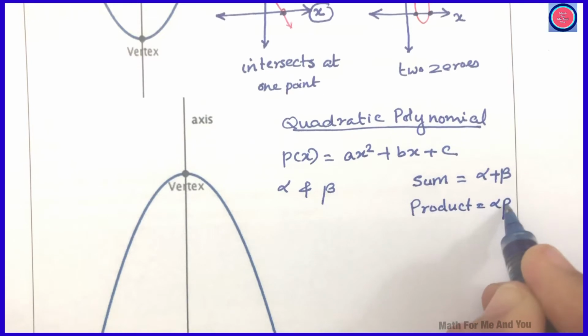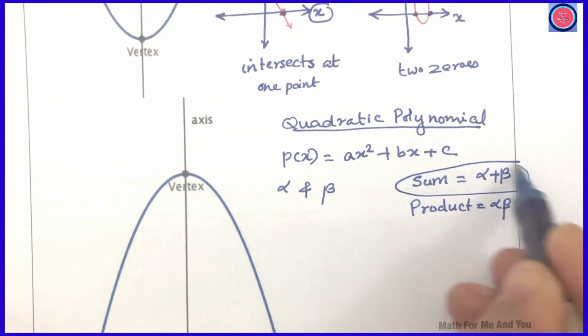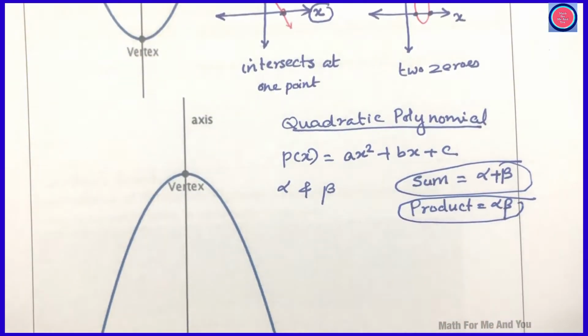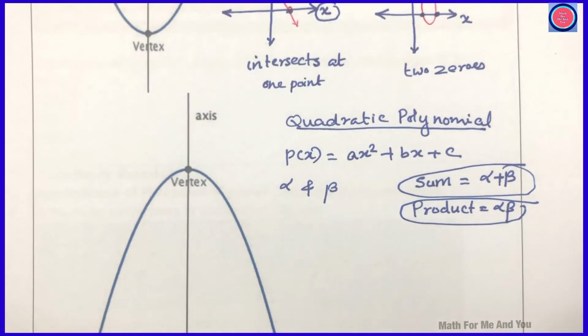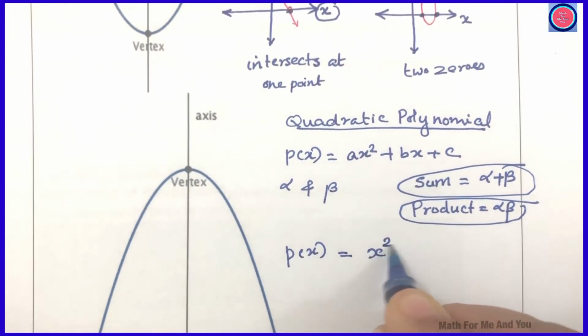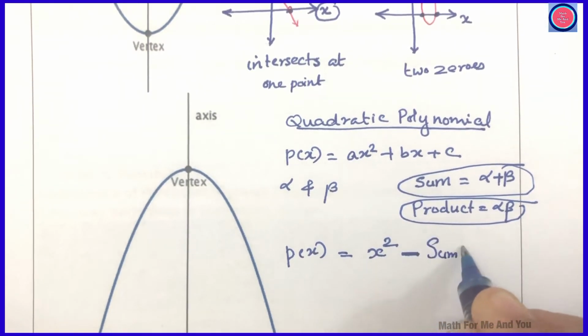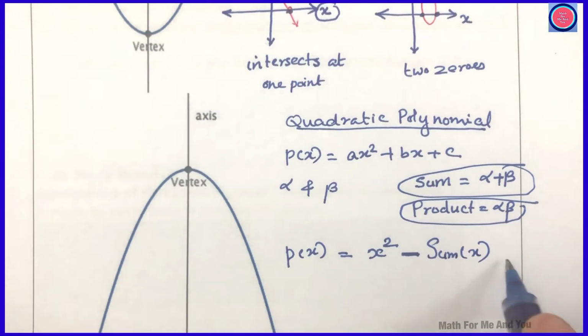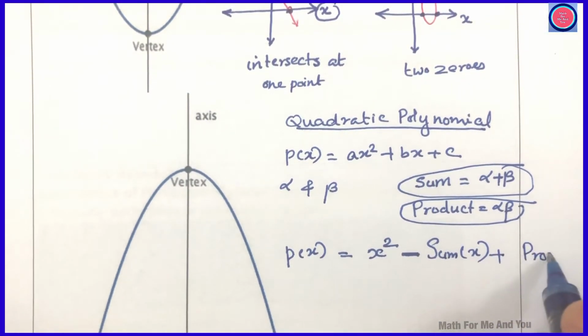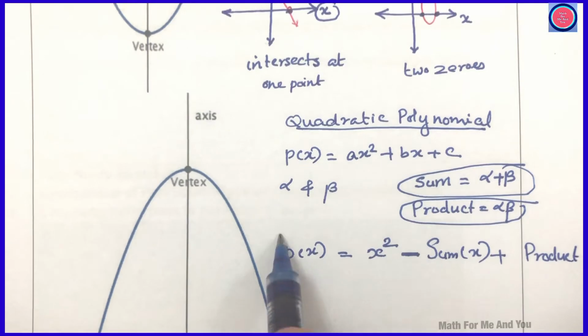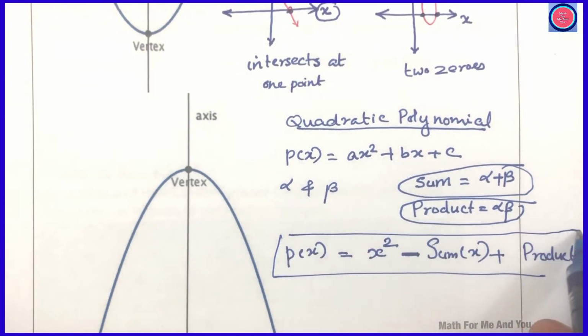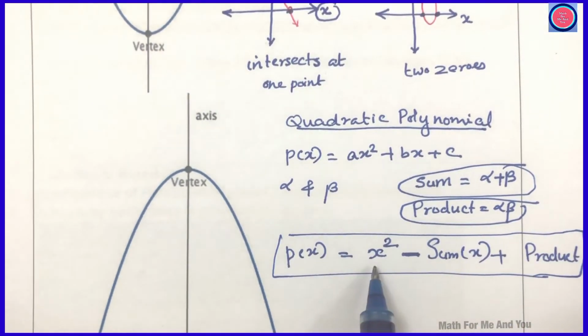If we get the sum and product of a quadratic polynomial, we can write the polynomial. How can we do that? That also we have studied. We can write the polynomial p of x is equal to x square because it is a second degree polynomial, then minus sum into x. The middle term is minus sum into x plus the last term is the product. This way we can write the quadratic polynomial: x square minus sum into x plus product.